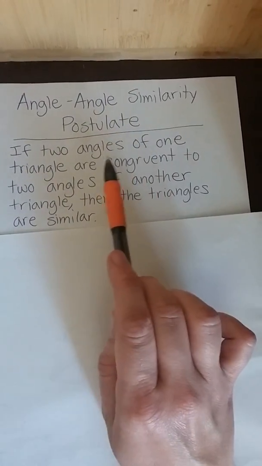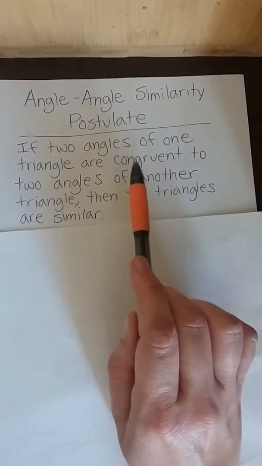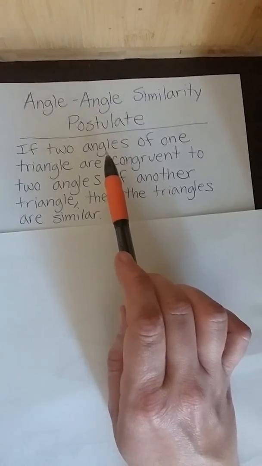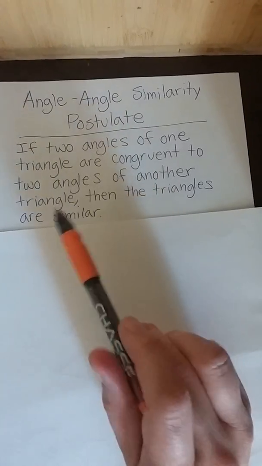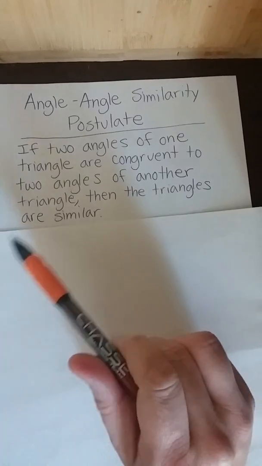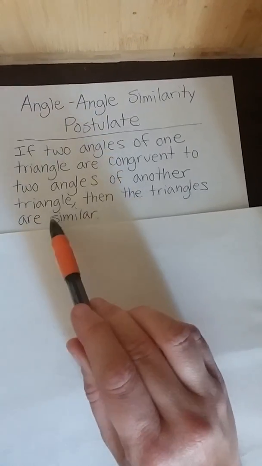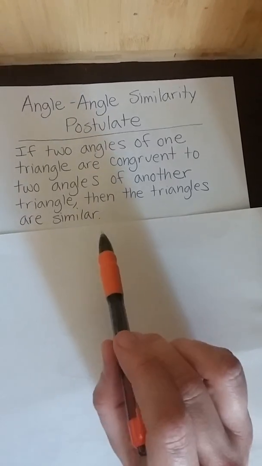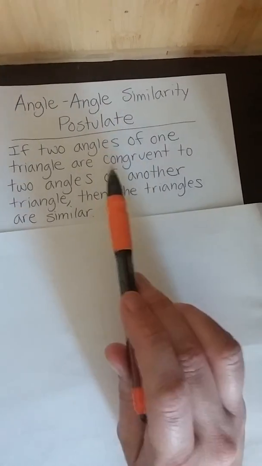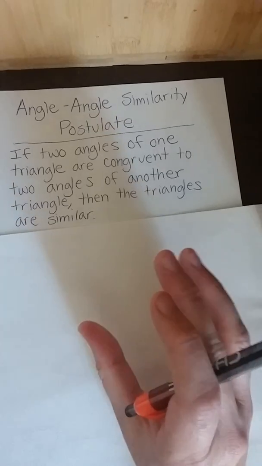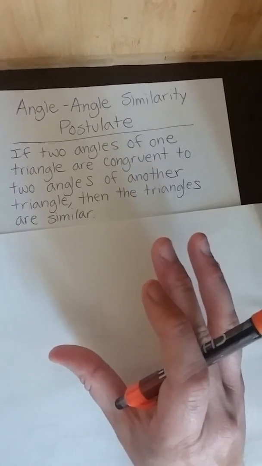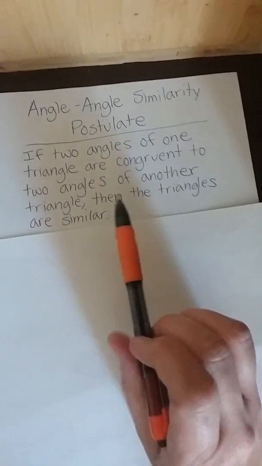Congruent means the same. It means the exact same size. So when we're talking about angles, angles that are congruent are the same number of degrees. Similar means you're the same shape, but you might be different sizes. So in a triangle, it means that all the angles are the same, but one of the triangles might be smaller than the other triangle, or one might be bigger than the other triangle.